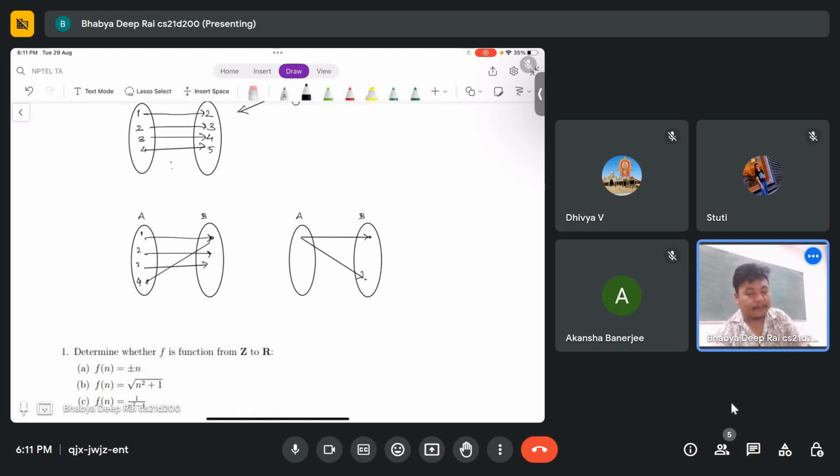Right. So something like this is not allowed. This is the problem. So this is not a function, and this is the function.